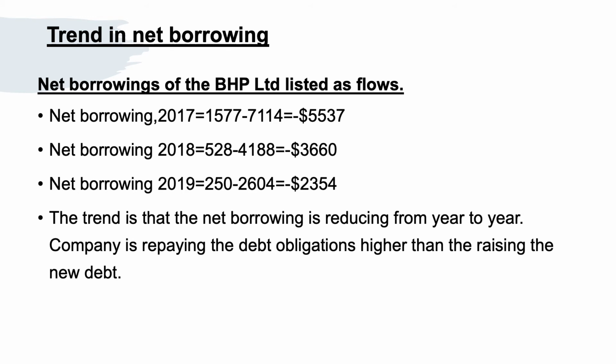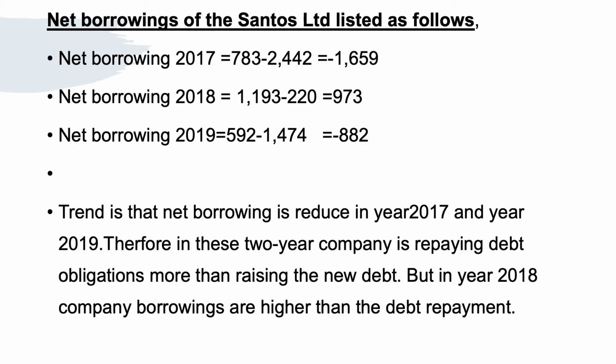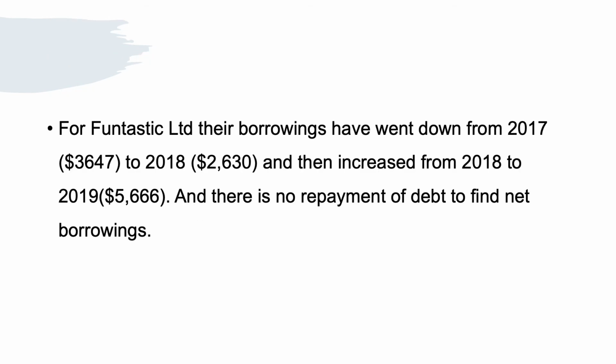So looking at the trend in net borrowings, you can see the net borrowings trend for BHP Limited. The trend is that net borrowing is reducing from year to year. The company is repaying debt obligations at a higher rate than raising new debt. Looking at the Santos net borrowing trend, net borrowing reduced in 2017 and 2019. Therefore, in these 2 years, the company repaid debt obligations more than raising new debt. But in 2018, company borrowings were higher than the debt repayment.